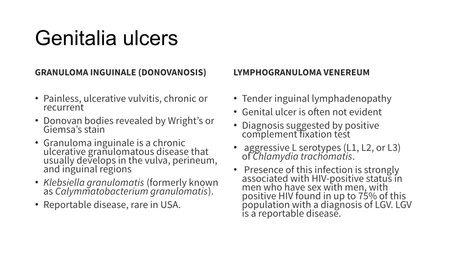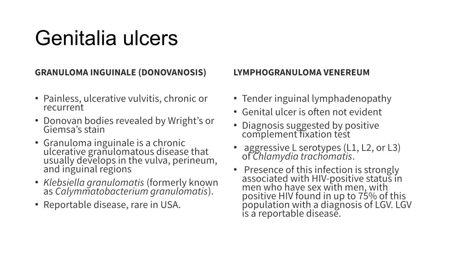It's a chronic ulcerative granulomatous disease that develops in the vulva, the perineum, or the inguinal region, and it's caused by Klebsiella granulomatis, or by another very weird name, Calymmatobacterium granulomatis. It is a reportable disease in the USA. It is very rare. It's more common in Africa.